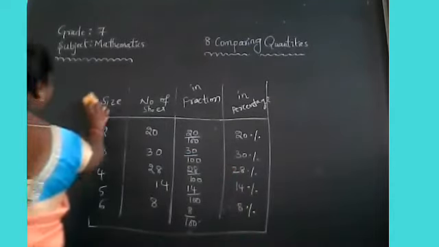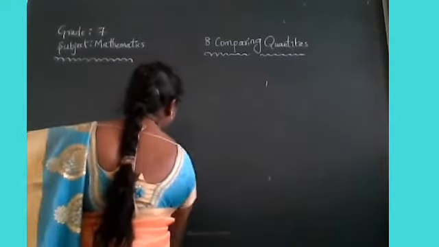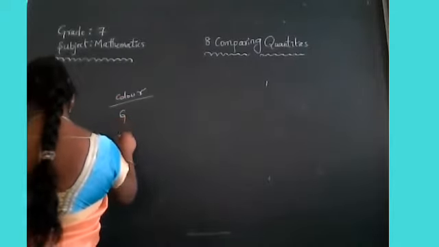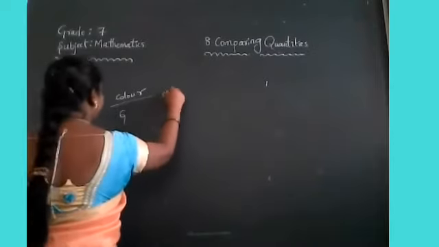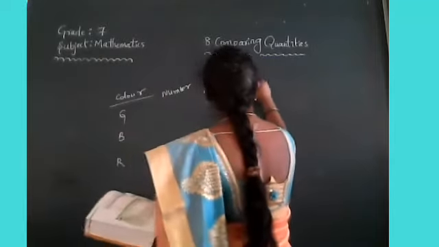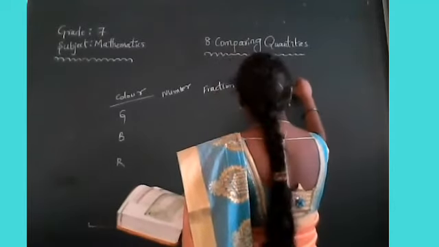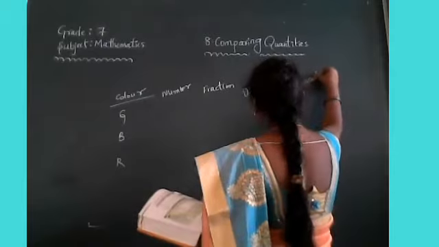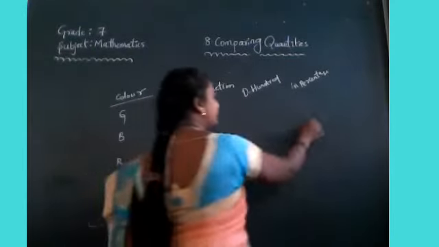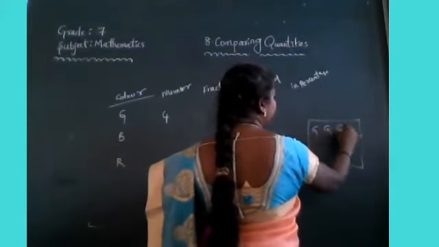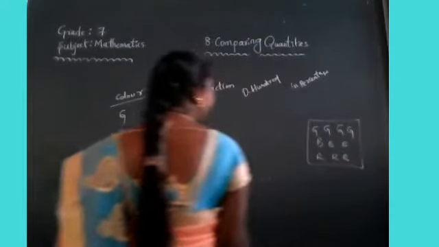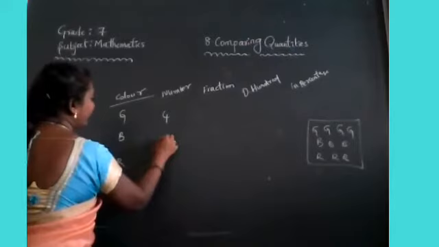First, count how many greens are there. So color: green, blue, red, and the number. Next fraction, with denominator 100, and percentage. Okay, right. So here green, how many green colors are there here? 4 greens. So in the box, if you see, there are 4 greens, 3 blues and 3 red colors. So write the number: blue 3, red 3.